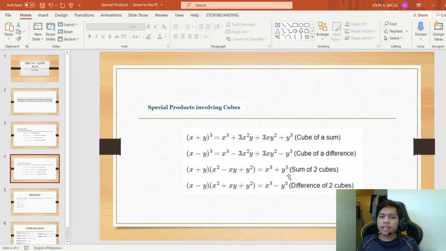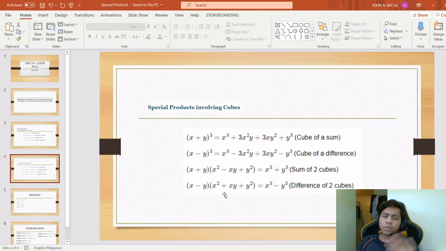And if it is the sum of two cubes, x plus y, it is the sum of two cubes because x cubed and y cubed are added. That's why it's the sum of two cubes. So that is x plus y times x squared minus xy plus y squared. And then the difference of two cubes is x minus y times x squared plus xy plus y squared.